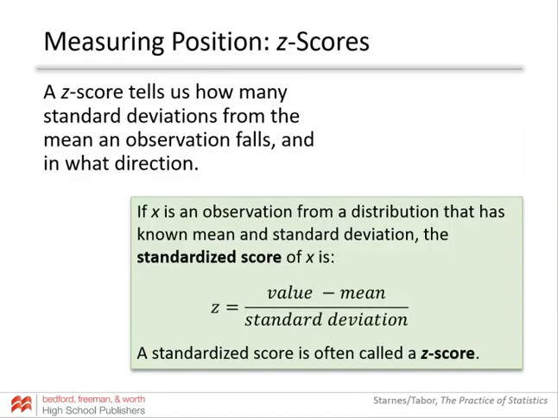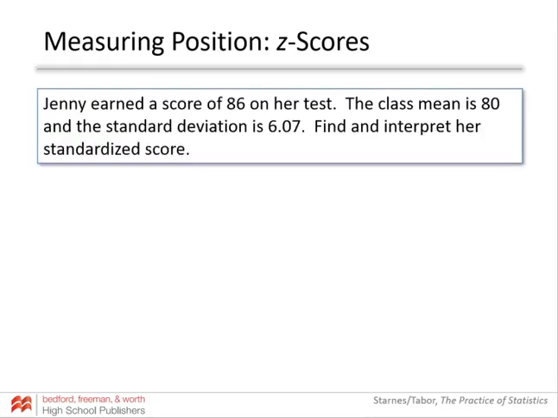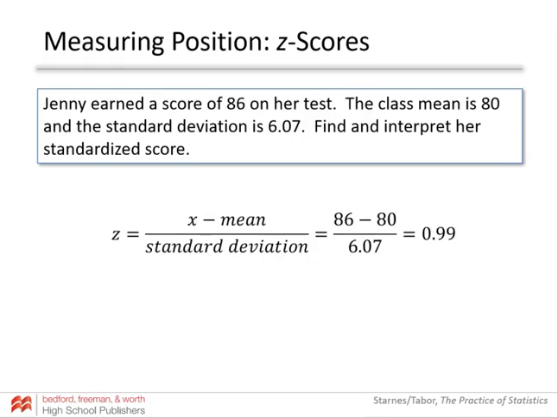Another way we have of measuring position is a z-score. You might also see this referred to as a standardized score. All right, and so this is something you're probably familiar with. To find a z-score, we're going to take the value that we're talking about, subtract the mean, and then divide by the standard deviation. All right, so Jenny scored an 86. We already talked about her earlier. And now we know that the class mean was an 80 and the standard deviation was 6.07. So we're going to find her z-score and then interpret it, okay? So we're just going to plug those numbers in. Her score of 86 minus the mean of 80 divided by the standard deviation, and we get 0.99.